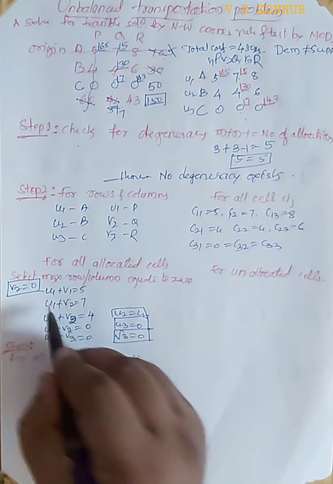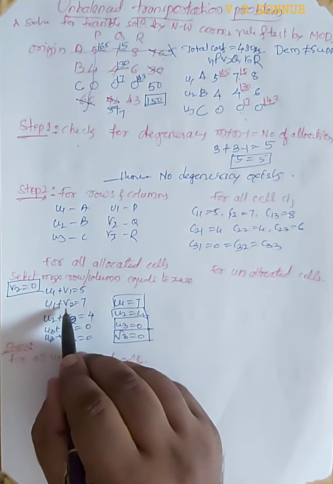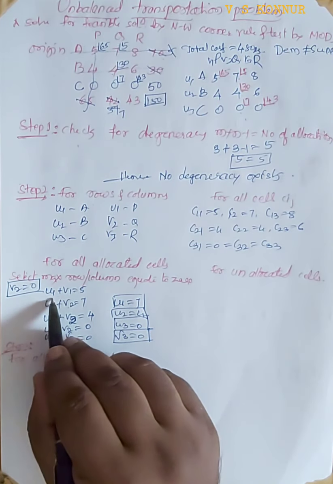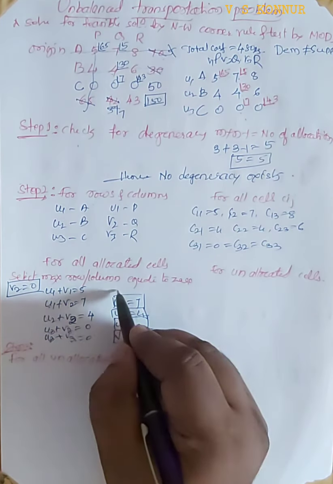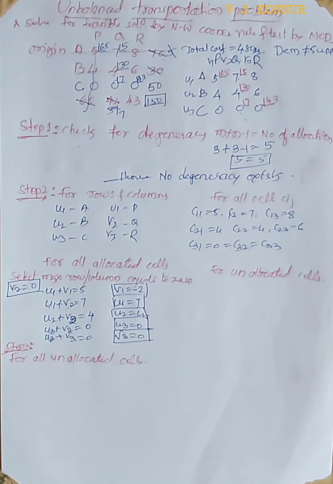Put v2 equal to 0, and we will get u1 equal to 7. Then u1 equal to 7, and we will get v1 equal to minus 2. So these are the values we are getting from the allocated cells.